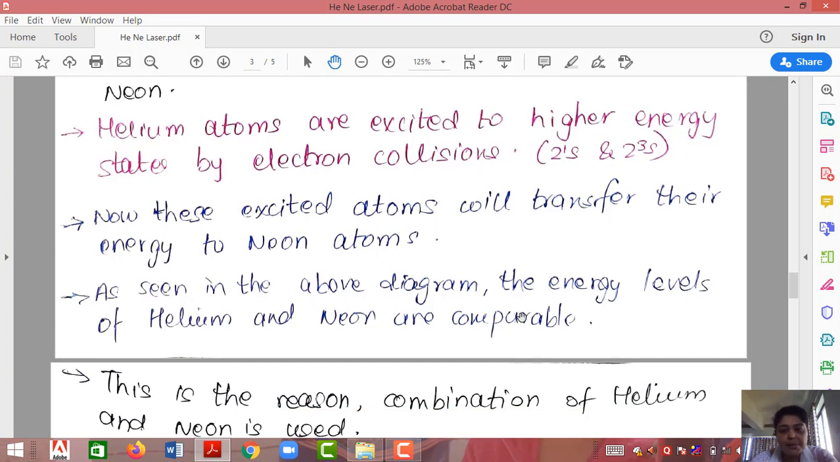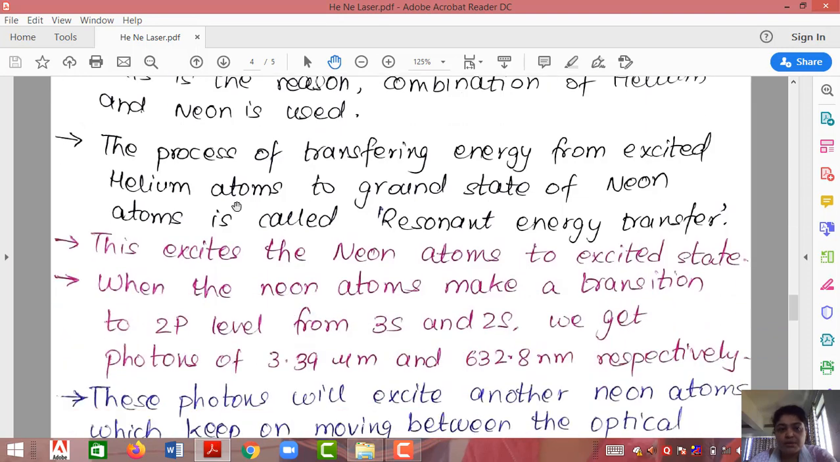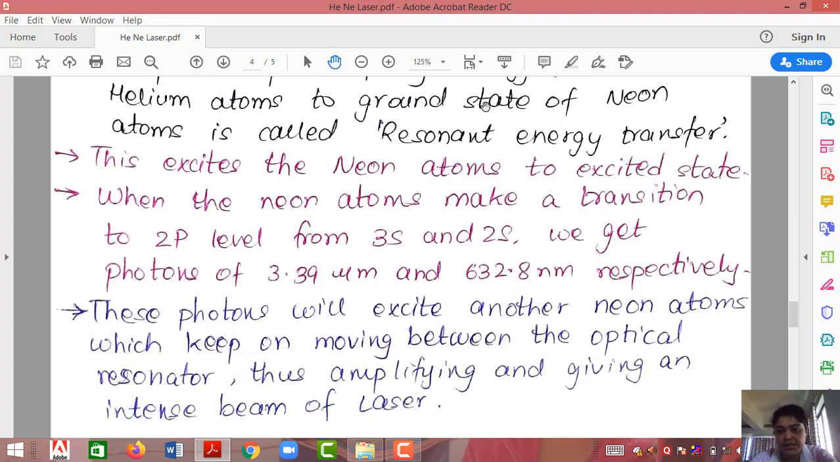As seen in the above diagram, the energy levels of helium and neon are comparable. That is the reason a combination of helium and neon is used. The process of transferring energy from excited helium atoms to the ground state of neon atoms is known as resonant energy transfer. Already mentioned in the diagram. This excites the neon atoms to excited state.